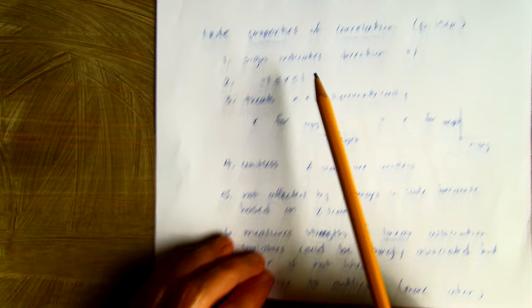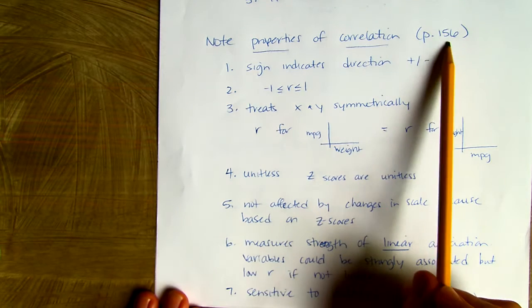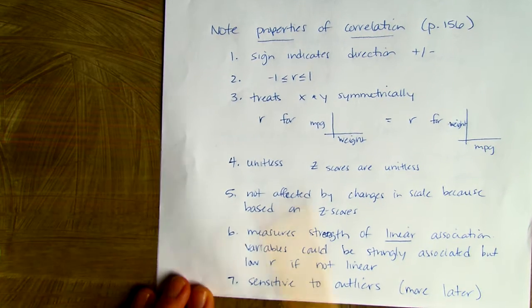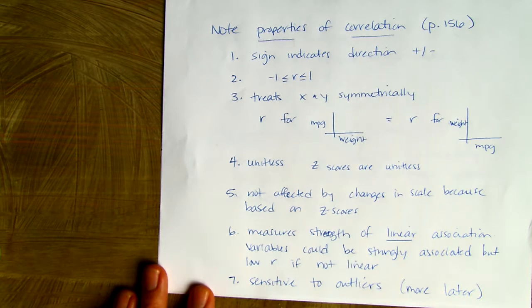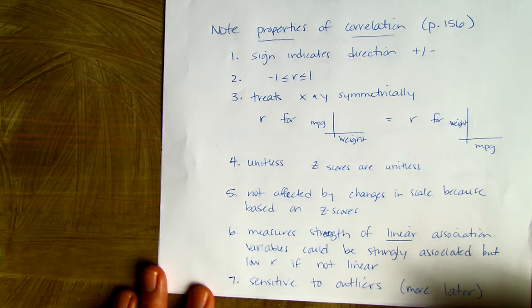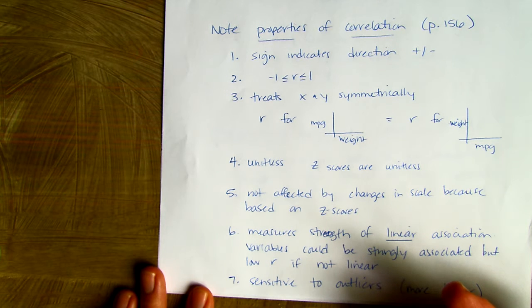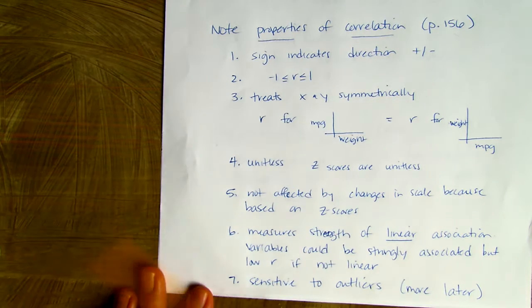And just what about correlation? There are these 7 properties of correlation. They're further explained on page 156. Some of it we've already discussed. The sign will indicate the direction of the association. Again, when elevation increases, temperature actually decreases usually. If temperature goes up, PV equals nRT, pressure goes up, so that'd be a positive relationship.